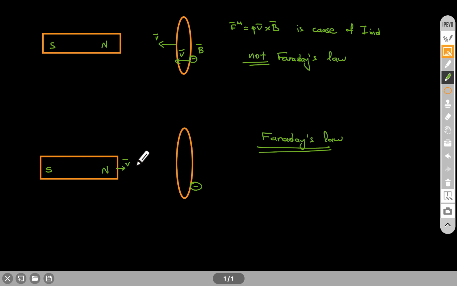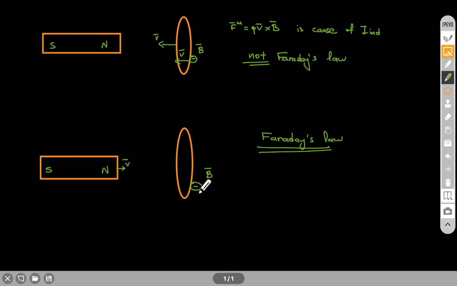Now in this case, I have the bar magnet, and the bar magnet is moving towards the loop. Again, I have a mobile charge shown here. Now, at the location of the mobile charge, I will have a magnetic field as I did before, because the bar magnet creates the magnetic field here. There will be a B.